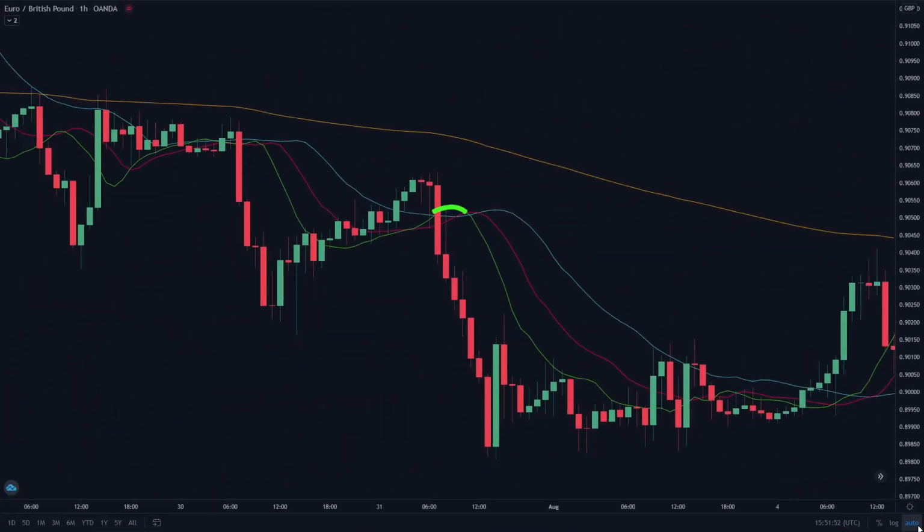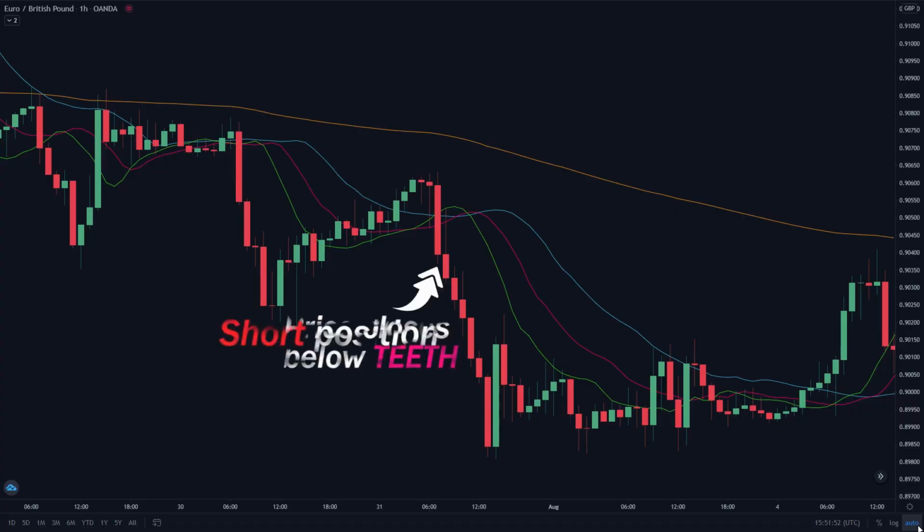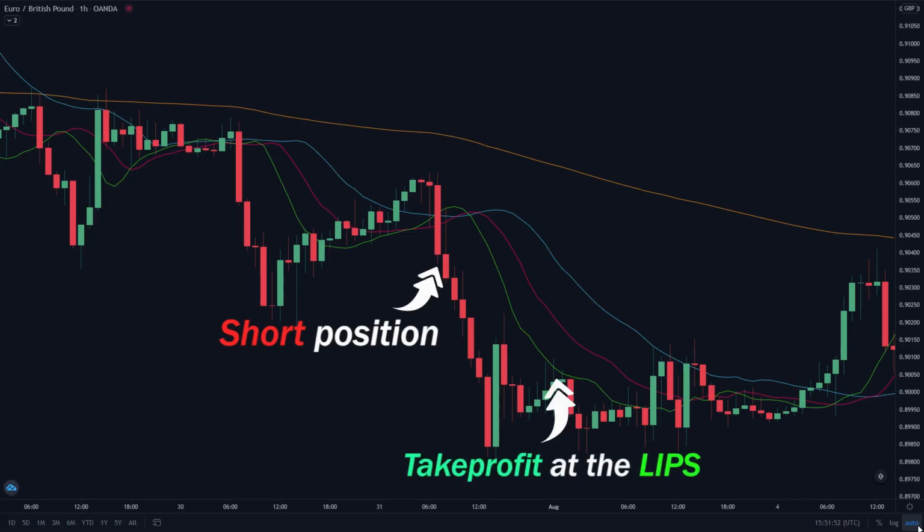So here, we see the lips are above the other lines and the price closes below the teeth. So you take a short position here. And our exit signal would be when the price hits the green line. So you'd close your position here for a good profit.